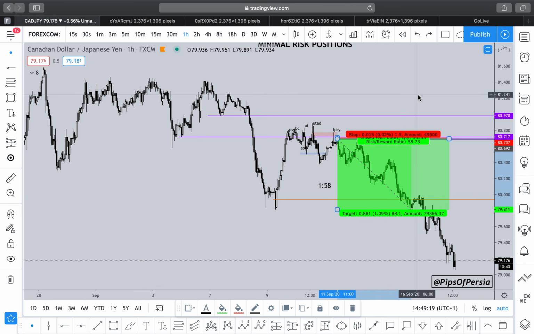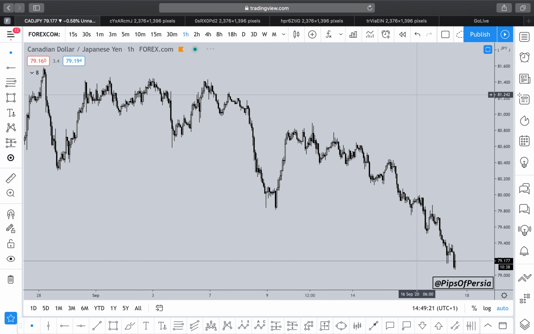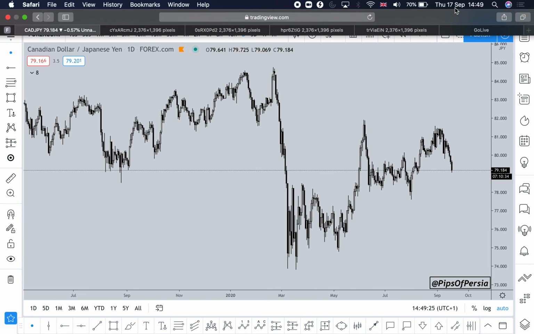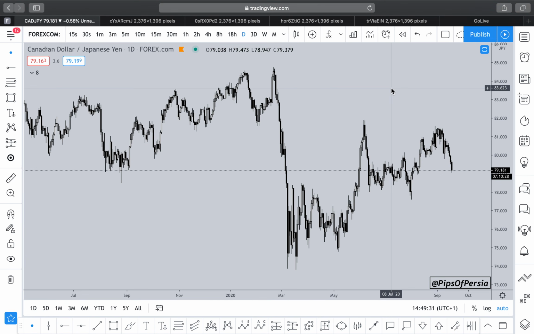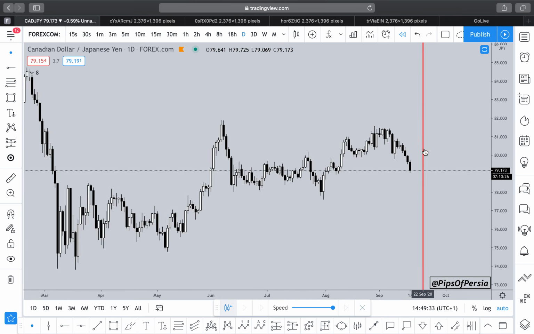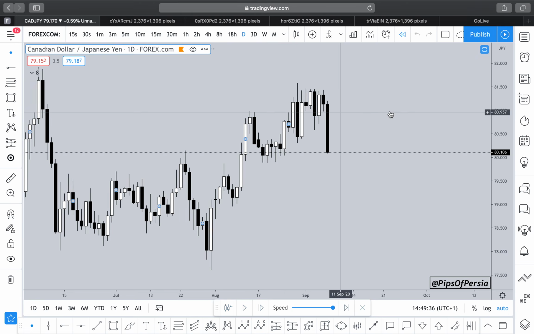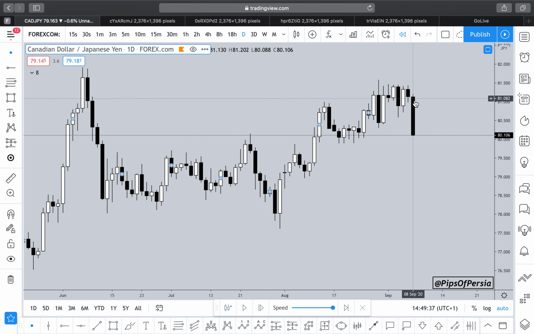Now, as of right now, I'm going to switch to the forex.com data feed on TradingView just so I can describe what was seen last week. Currently, it's Thursday, 17th of September 2020 at 10 to 3 p.m. UK time. So, let's put this in replay mode. To this candle, this final candle now is 8th of September 2020.